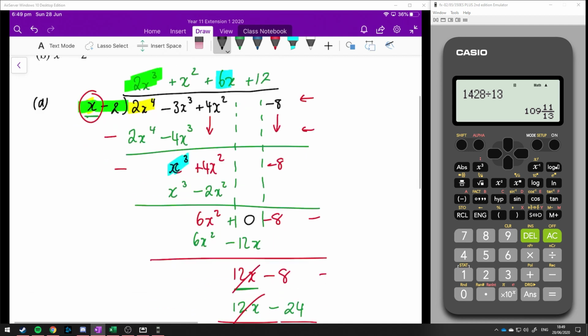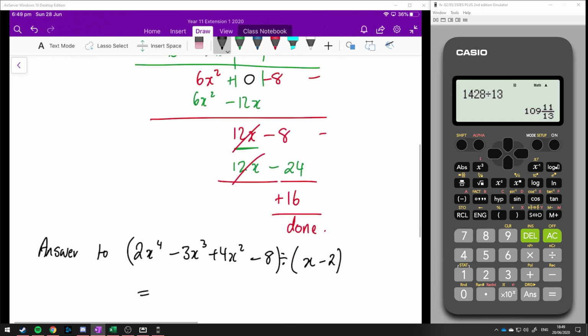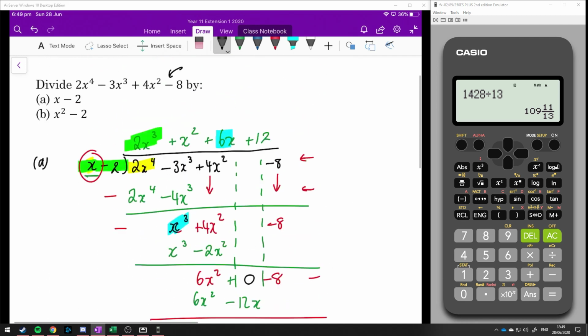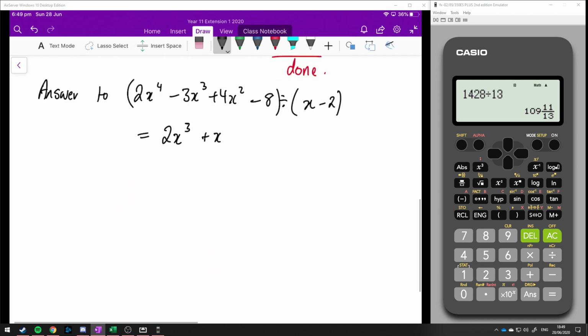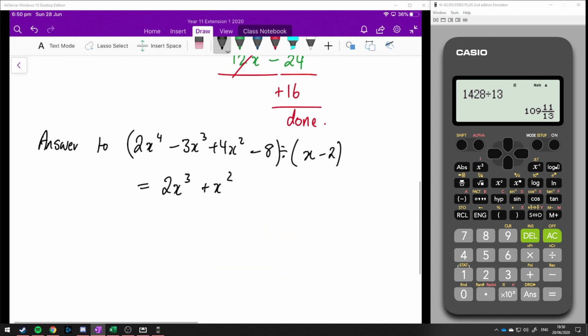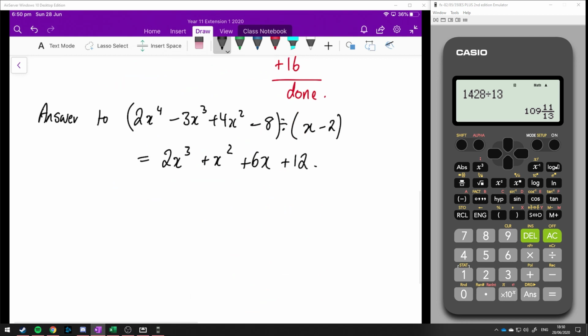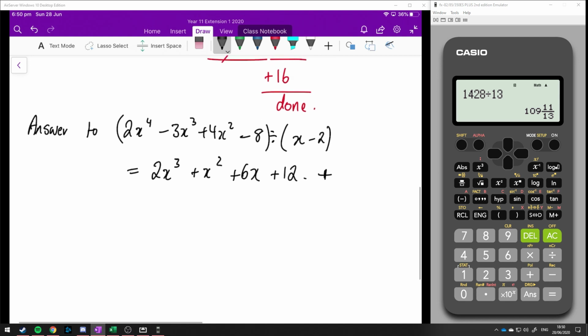Okay, so remember we said on the other page that when we do a division, we'd write our answer and then our remainder. So our answer is 2x cubed plus x squared plus 6x plus 12. Okay, and then plus the remainder. So the remainder in this case is to write it as, so what our remainder was, so in this case it was 16, over the thing that we're dividing it by, so x minus 2, okay? So that's the answer to that.